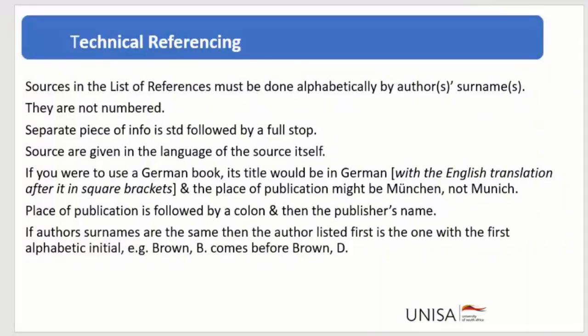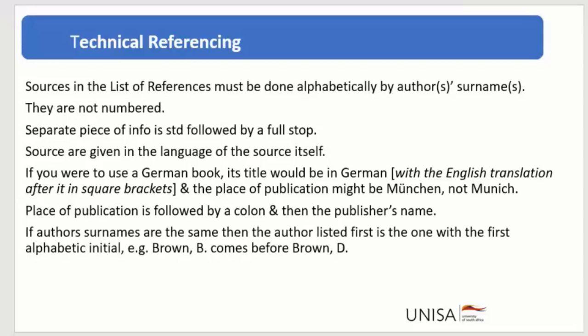If author's surnames are the same, then the author listed first is the one with the first alphabetical initial. So we've got Brown and Brown as the authors. So you don't say Brown D and Brown B. It's going to be Brown B who will come before Brown D. Why? Because they are the same surname, but D doesn't come before B.